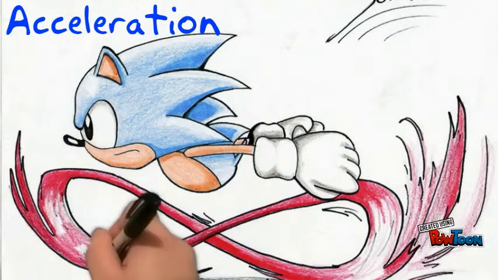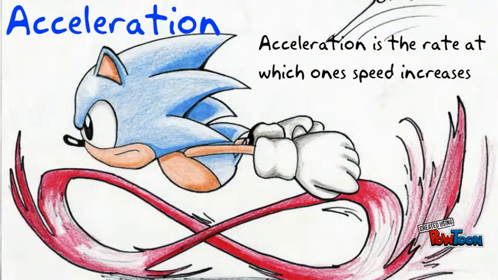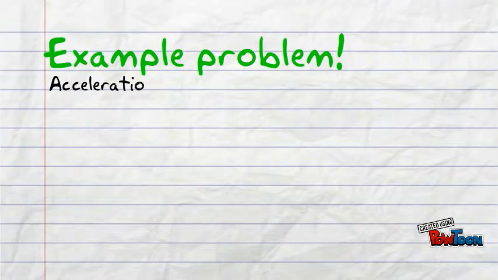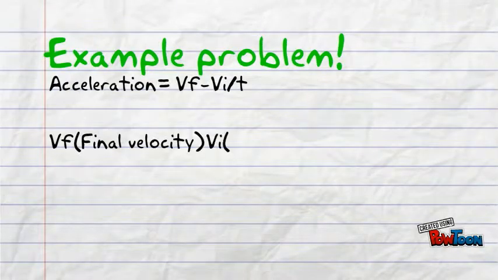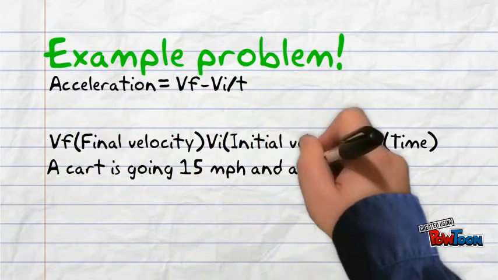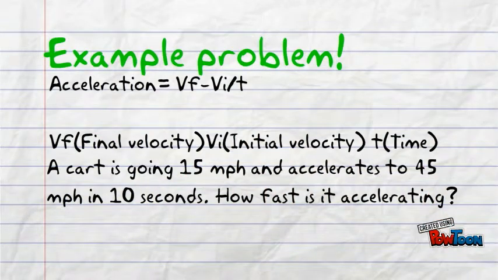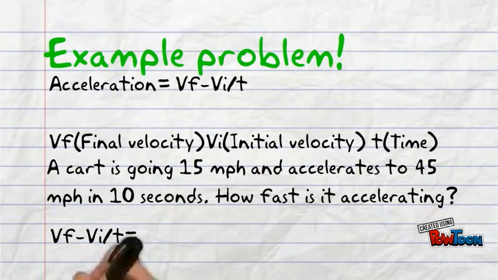Acceleration. Acceleration is the rate at which one's speed increases. Example problem. Acceleration equals VF minus VI over T. VF stands for final velocity, VI stands for initial velocity, T equals time. A car is going 15 miles per hour and accelerates to 45 miles per hour in 10 seconds. How fast is it accelerating?